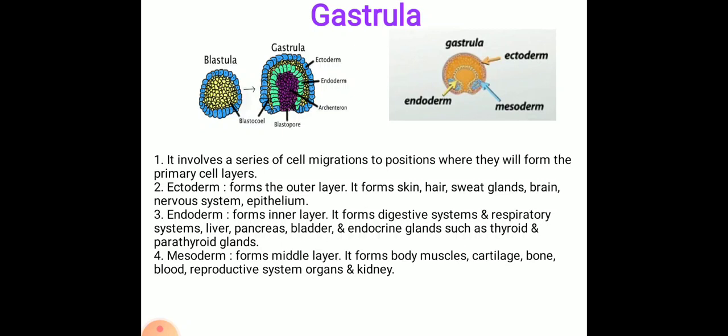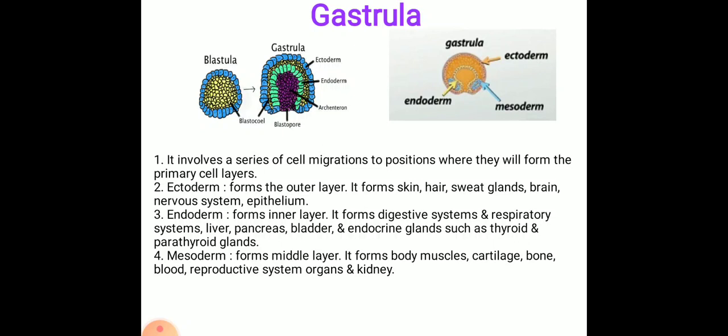So endocrine glands are the glands which secrete hormones into the bloodstream. They are the thyroid gland and parathyroid glands. Other endocrine glands are the pituitary gland, adrenal gland, and pineal gland. These are all endocrine glands because they secrete hormones. So all these glands, the respiratory system, and the digestive system are going to be formed from the inner layer, the endoderm.